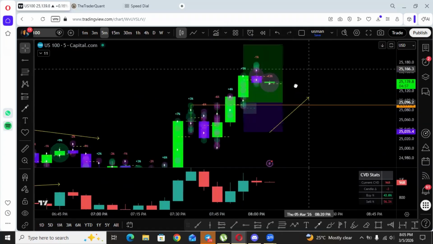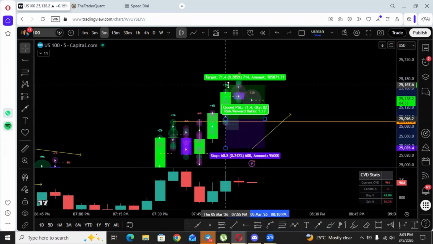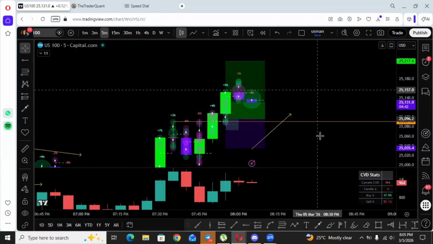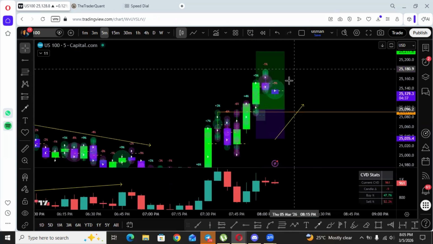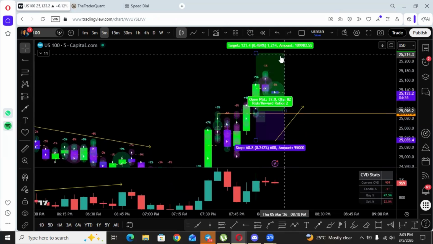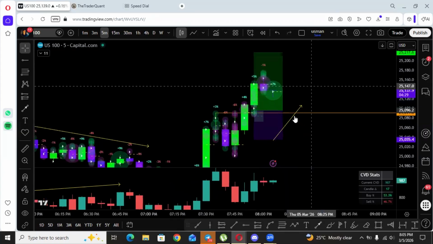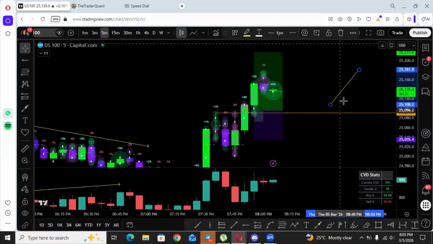And that's where the price went. Currently price has given you 1:1. You can score some of the profits at this point. You can either close your entry at 1:1, or you can wait for the price to give you take profit at 1:2. So that's how you trade ORB with the order flow.